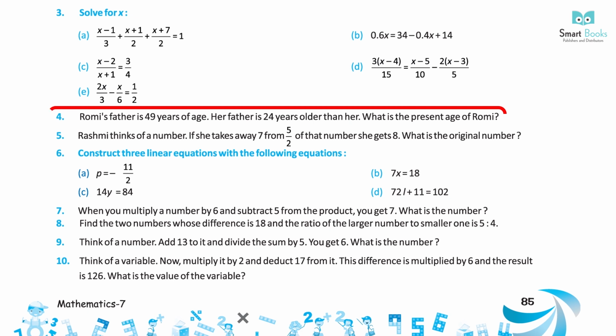Question 4. Romi's father is 49 years of age. Her father is 24 years older than her. What is the present age of Romi? Solution: present age of Romi is 25 years.